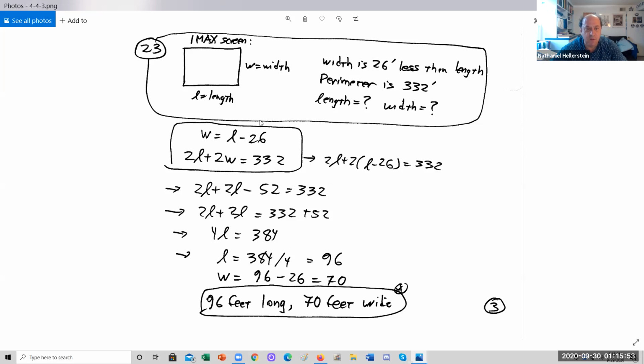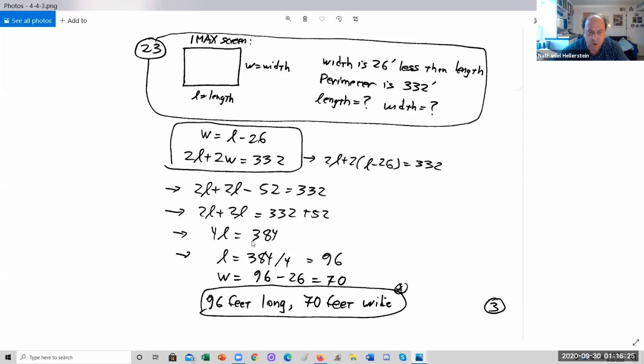Now this we can solve by substitution. W is L minus 26. So everywhere we have this W here, we'll replace it by L minus 26, as here. 2L plus 2 times (L minus 26) is 332. Now, if we distribute, 2L plus 2L minus twice 26 is 52, equals 332. Next, we transpose the 52. We add it to both sides and get 2L plus 2L equals 332 plus 52.